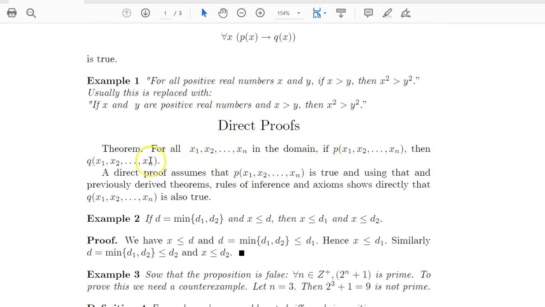Direct proofs. For this theorem, we have n variables. For all x1, x2, and so on, xn in some domain, which is not specified here, if P of x1, x2, and so on, xn, then Q of x1, x2, and so on, xn. A direct proof assumes that P of x1, x2, and so on, xn is true, and using that and previously derived theorems, rules of inference, and axioms, shows directly that Q of x1, x2, and so on, xn is true.